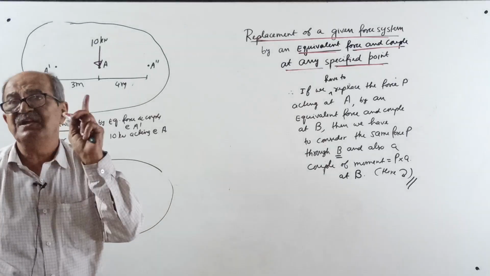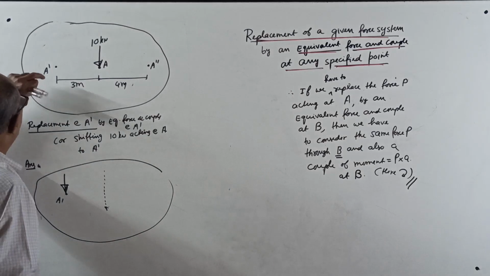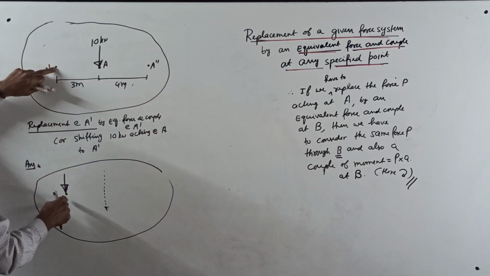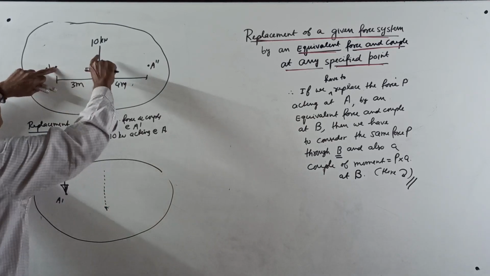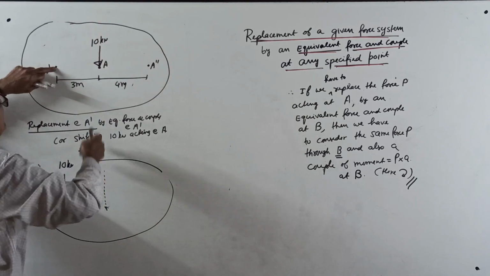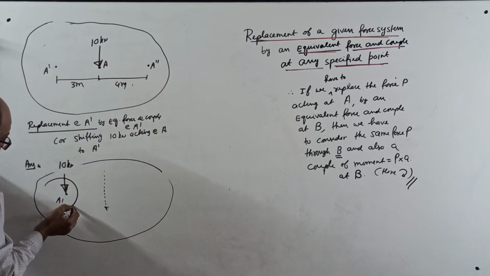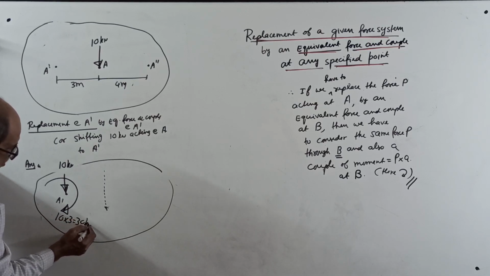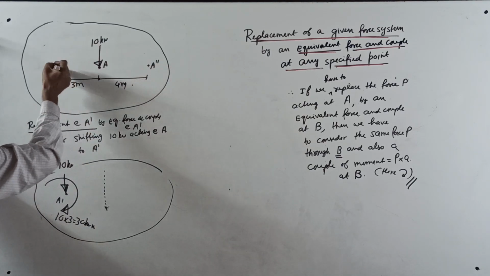You should write: shift the force as it is. Then hold the finger at A dash. The force will shift here. See how much it is? The force is 10 kN only, but there is a clockwise couple of 10 into 3, equal to 30 kilonewton meter. This is shifting of 10 kN at A to A dash.